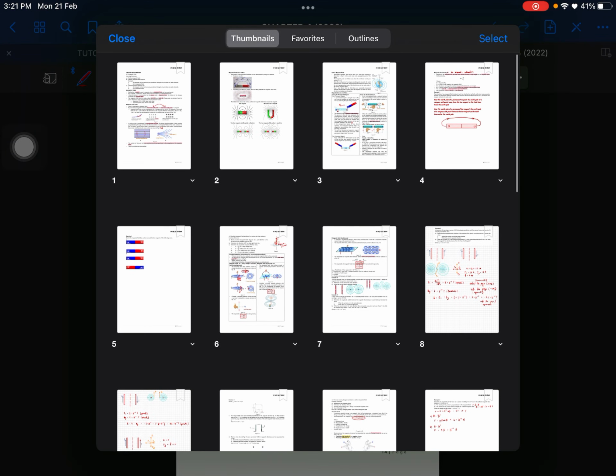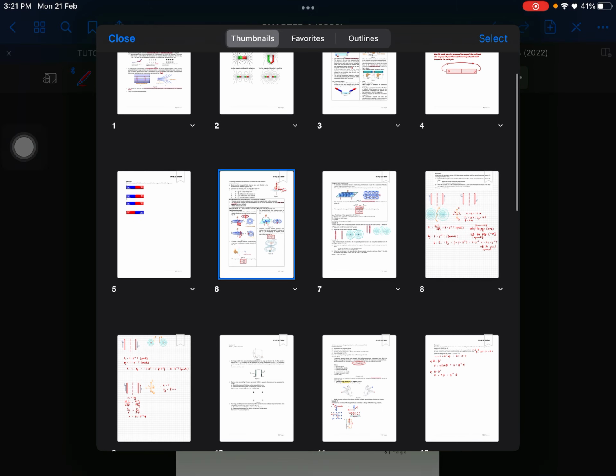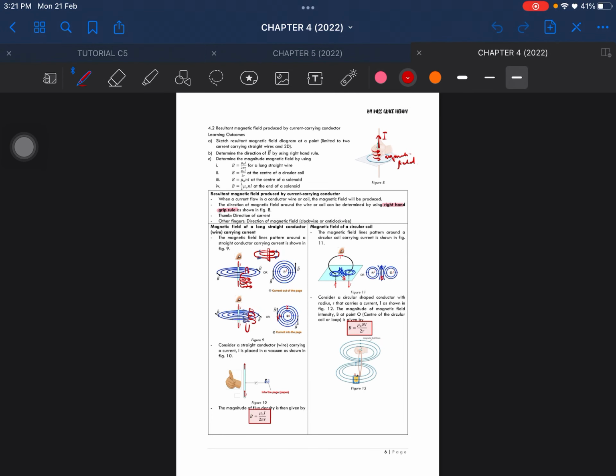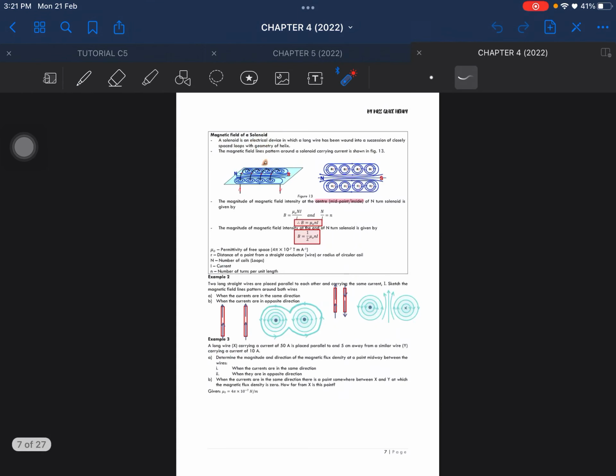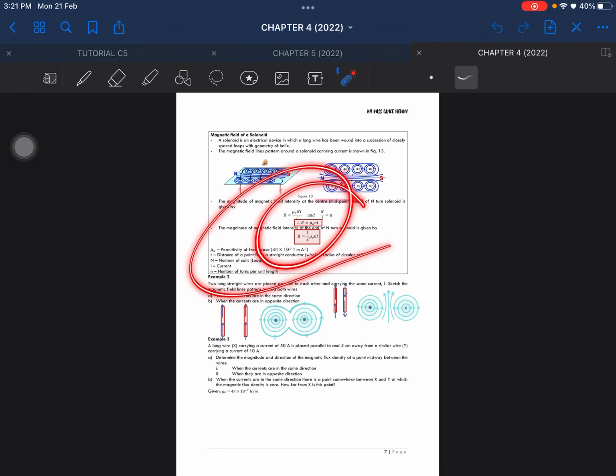Actually, let me double check, is it in chapter 4? I feel like it is in chapter 4, if I'm not mistaken. I think it's in chapter 4 for the solenoid. This one, the magnetic field for a solenoid.